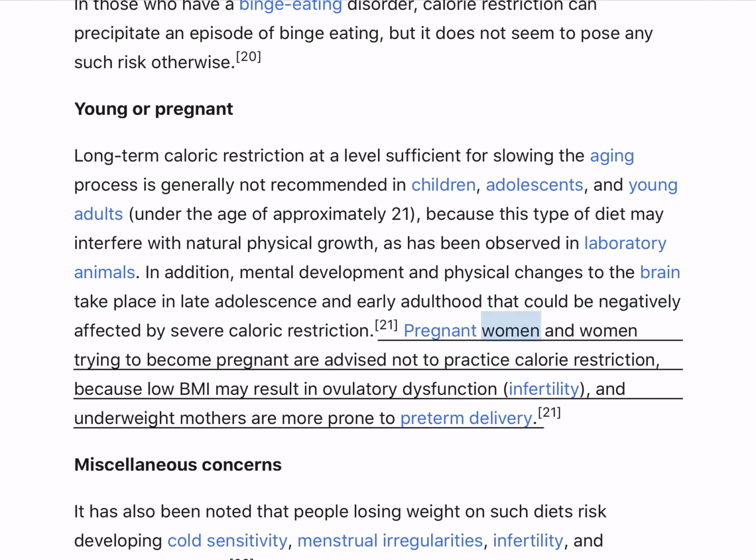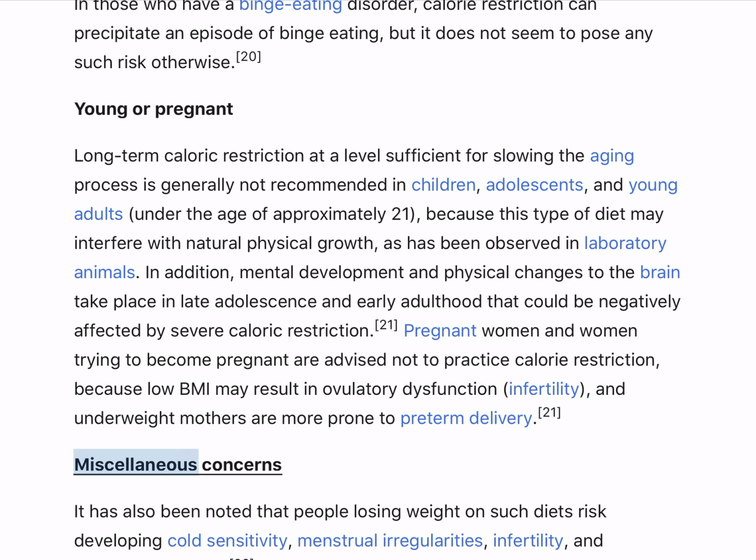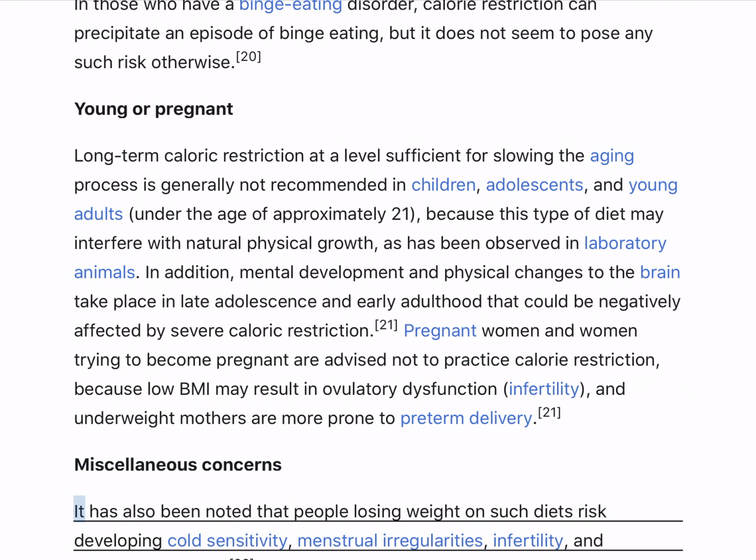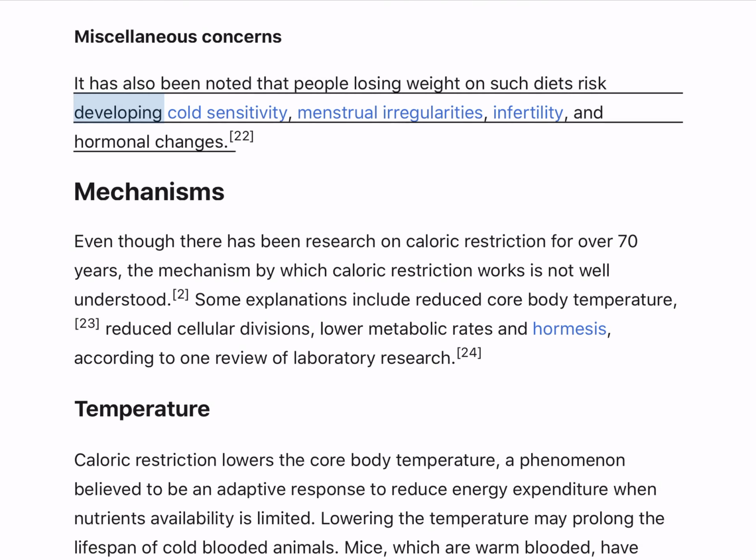Pregnant women and women trying to become pregnant are advised not to practice calorie restriction, because low BMI may result in ovulatory dysfunction, infertility, and underweight mothers are more prone to preterm delivery. Miscellaneous concerns. It has also been noted that people losing weight on such diets risk developing cold sensitivity, menstrual irregularities, infertility, and hormonal changes.